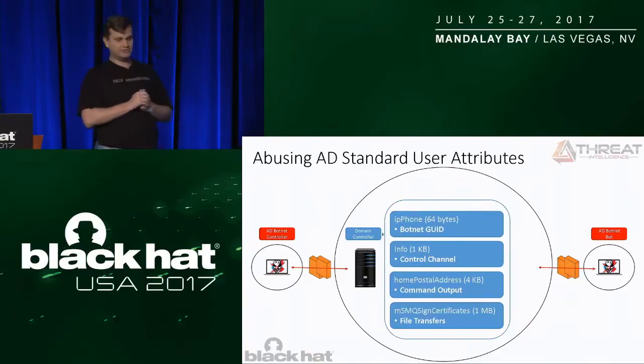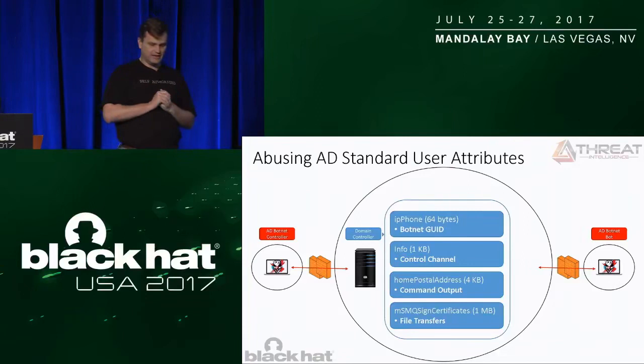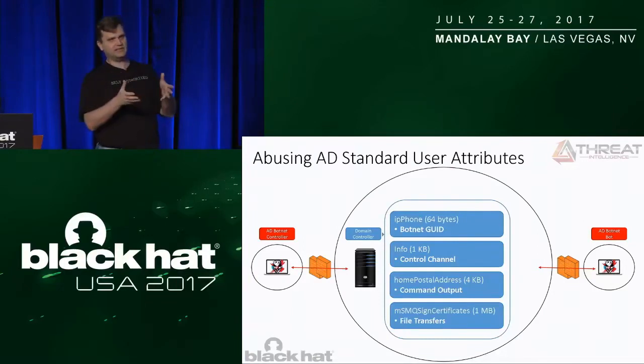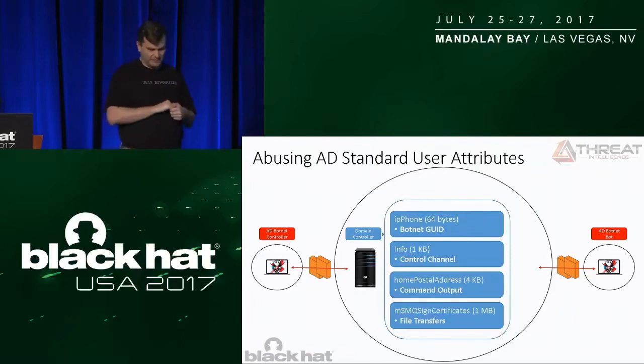Oh, one other thing that I forgot to mention before, in terms of why it's a good channel, is that we're not actually establishing any logon events. When a user runs this bot, it tags onto their own credentials, so you don't get logon events. That's just another thing that's interesting. So the info attribute is what we use to send command and control, and other attributes we use as data channels, for sending data and such.